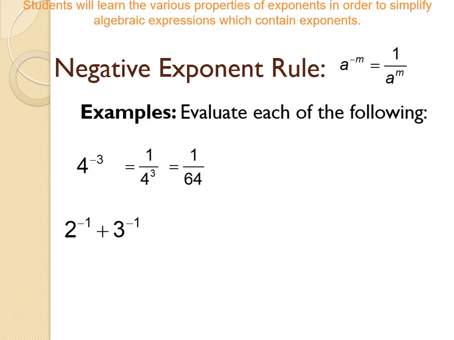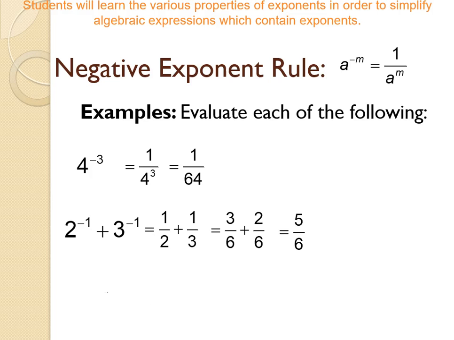Then we have 2 to the negative 1 plus 3 to the negative 1. Well, 2 to the negative 1 is 1/2. 3 to the negative 1 is 1/3. I'm going to add these together manually. You're probably going to do it on a calculator. I got a common denominator of 6, which means my final answer was 5/6.